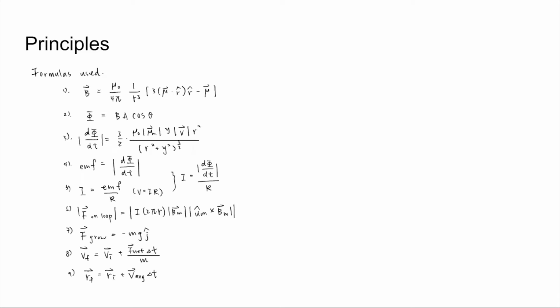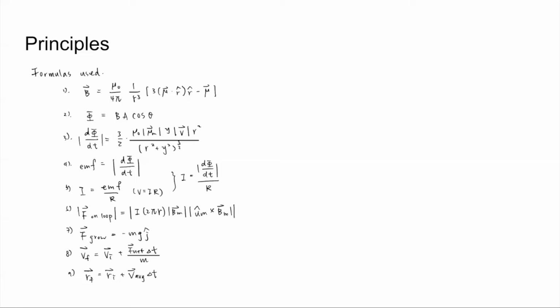Here are the principles we need and how the formulas are used. The first one is the electric fields formula, and the second one is flux. The third one will be the flux change over time, which will equal the EMF. And the fifth is derived from Ohm's law, V equals IR, so the current is going to equal EMF divided by R. And the sixth is the force on the loop.